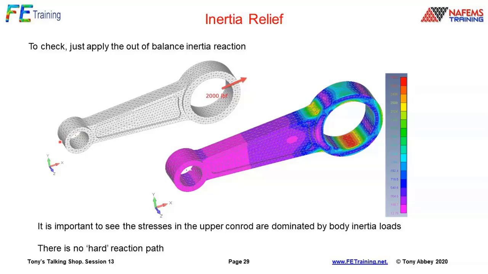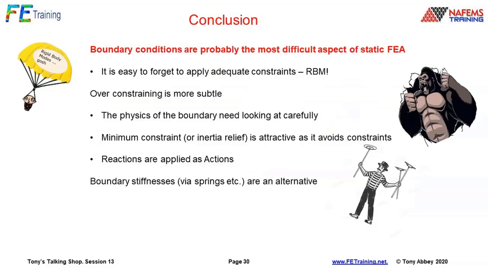So inertial relief and the 3-2-1 method are the minimum constraints methods. In conclusion, boundary conditions are probably one of the most difficult aspects in FEA. To try and simulate them properly, what's going on in the real world, what are the real boundary conditions, is very, very tricky to do. And I think that's probably the failing of a lot of FEA models, certainly mine. It's easy to forget to apply the adequate constraints, rigid body modes. In many ways, under-constraining is perhaps the most obvious mistake. We see it won't run. We switch to a normal mode analysis to figure out what's going on.